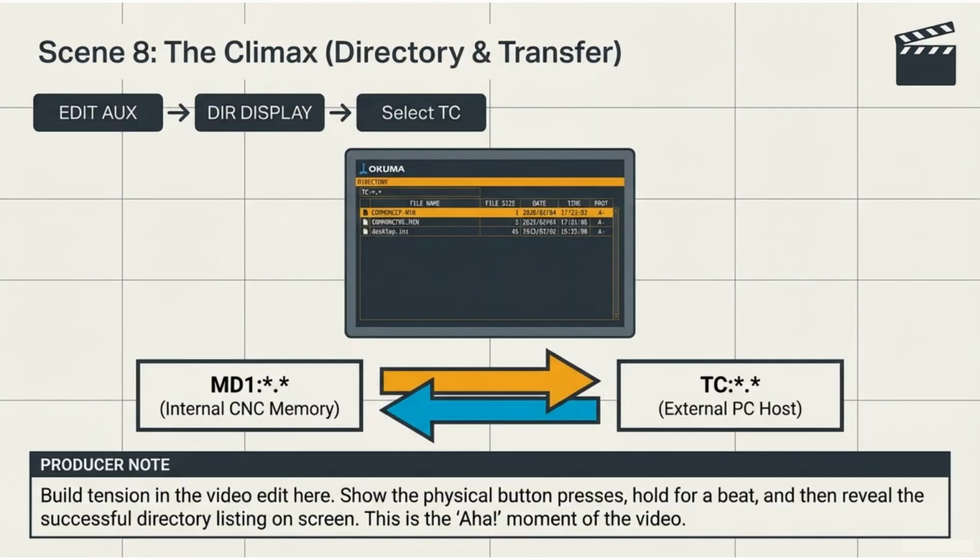The climax is the directory and transfer test. Press Edit AUX, then DIR Display, and select TC. A successful connection will display the directory contents of the external PC host, TC, alongside the internal memory, MD1.